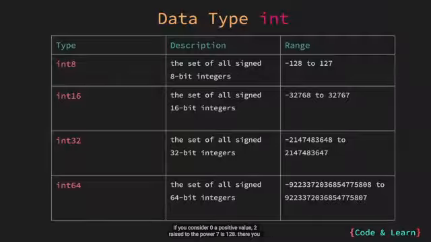If you consider 0 a positive value, 2 raised to power 7 is 128. There you have it. You can store 128 positive values and 128 negative values.